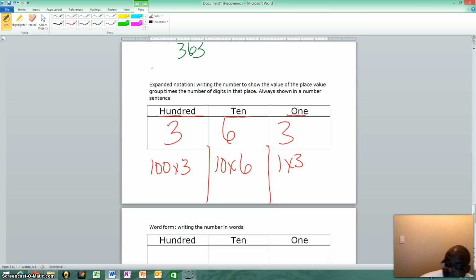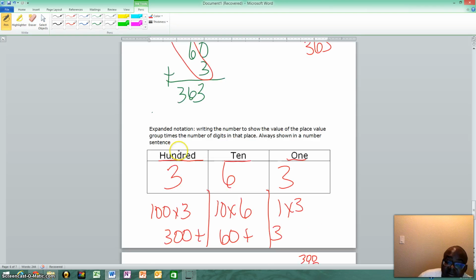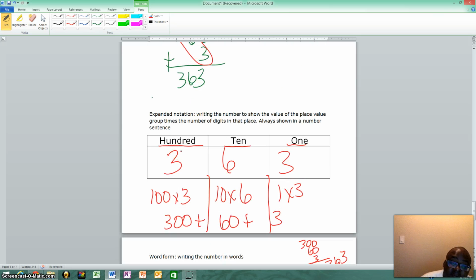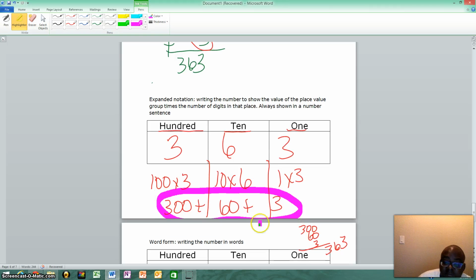3. And then if I add this up, 3 times 100 is 300, plus 10 times 6 is 60, plus 1 times 3 is 3. And if we add those up, 300, 60, and 3, that's going to give us 363. And it gives us the exact same answer that we got before, that you can see right there in expanded form.